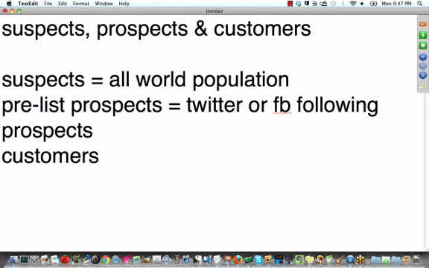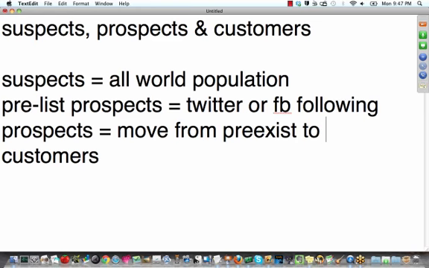Twitter and Facebook do. If they decide to close up shop or do something else because it's their house and they can do whatever they want, what happens to this pre-list that you have? You don't control the access to them. They do. So this is why it's vitally important to move people from the pre-list to your autoresponder.